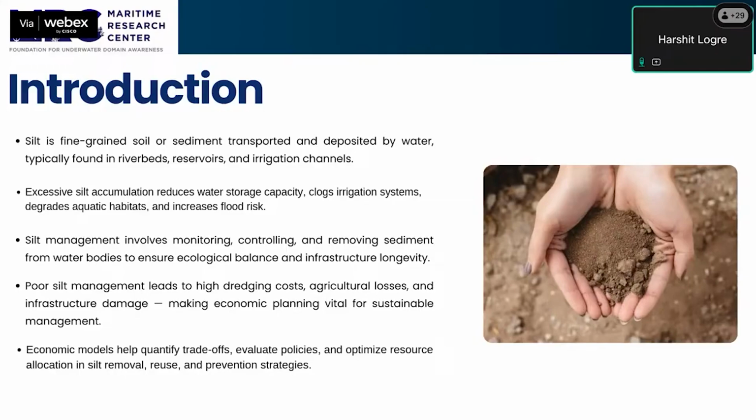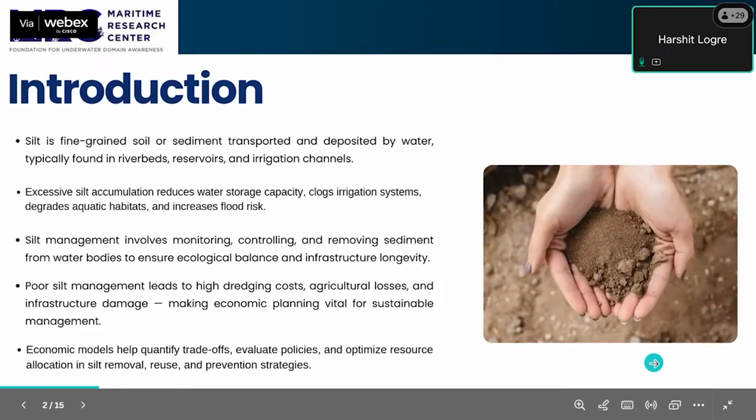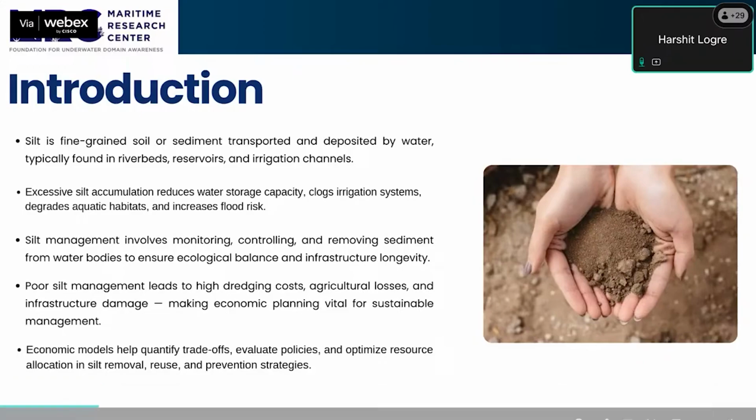Poor silt management may lead to high dredging cost, agricultural losses, and infrastructure damage, making economic planning vital for sustainable management. So, economic models help quantify trade-offs, evaluate policies, and optimize resource allocation in silt removal, reuse, and prevention strategies.